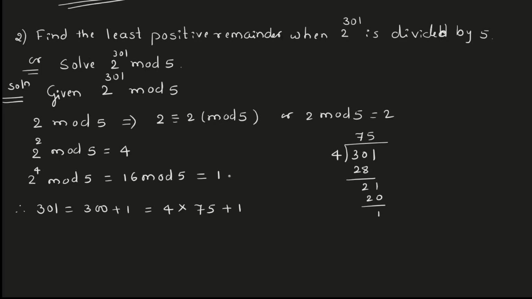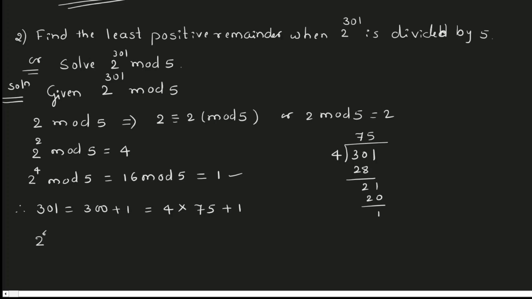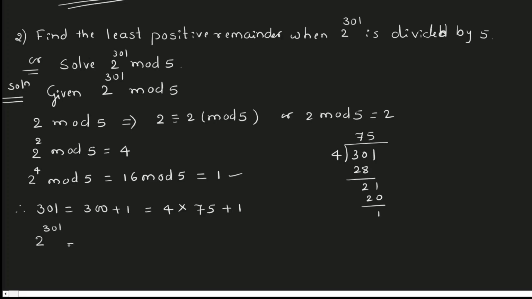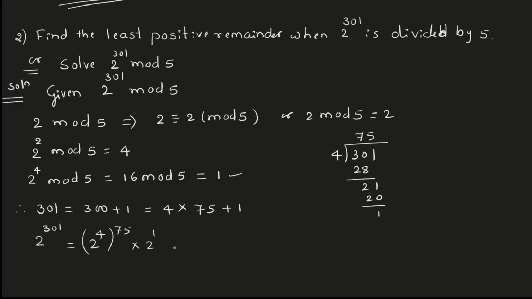You have here in this equation. Therefore, 2 raised to 301 can be written as 2 raised to 4 into 75, into 2 raised to 1, mod 5. Yes.